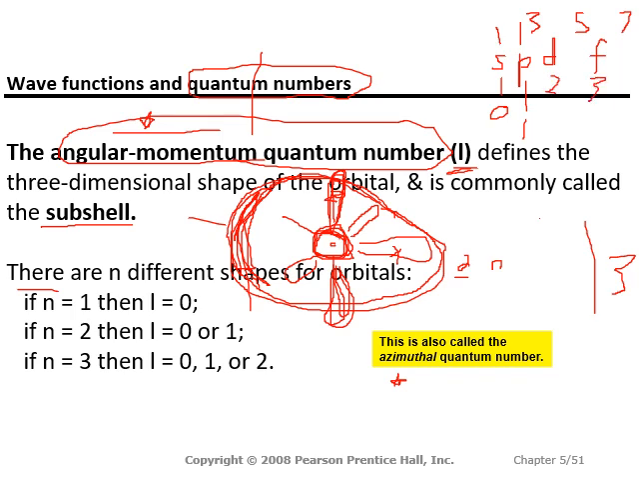Now, people have played around with G and H, which would be the next two, but because we really don't need those for the chart that we use, we're just going to forget about them. Just be aware that they're there, but we're not going to use them.